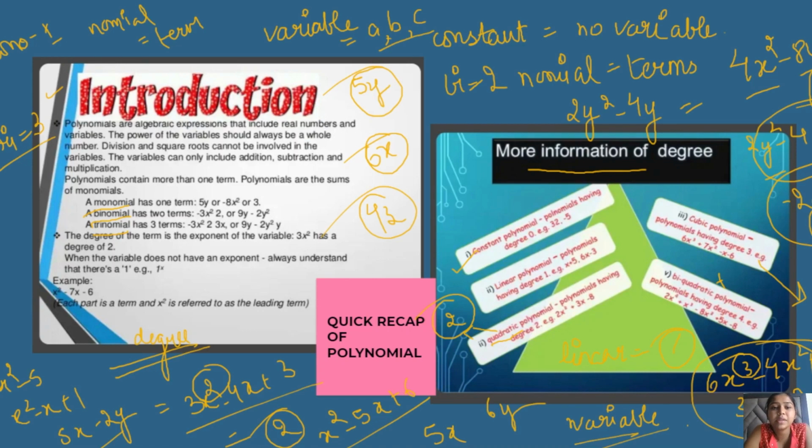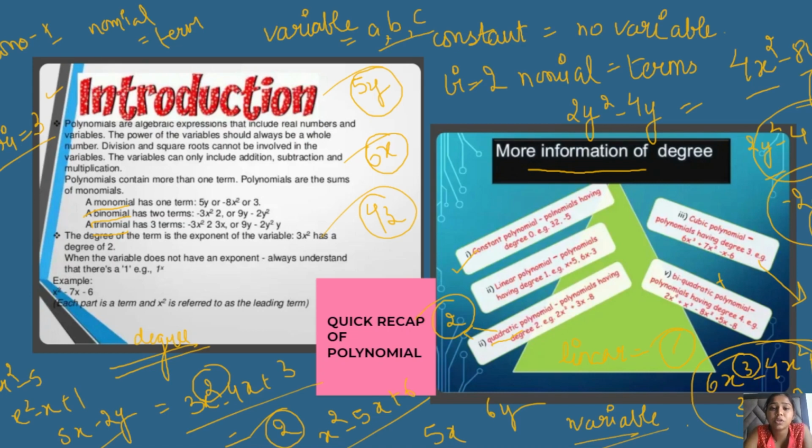Okay, I hope it is clear what a polynomial is. You just have to know this much about the polynomial: what is a polynomial, what variables are in a polynomial, what constants are, and what types of polynomials there are.